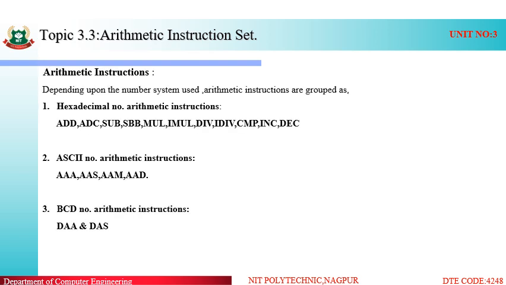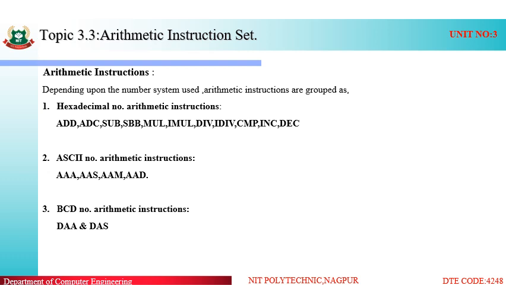Now in the microprocessor, different types of number systems are used by the user in assembly language. The number system used inside is either hexadecimal, or we can use the ASCII number system. ASCII number system is basically used for input output ports like keyboard, display devices, mouse, etc. And in some rare cases we use BCD number systems. So depending upon the number system used, we use different arithmetic instructions for different number systems.